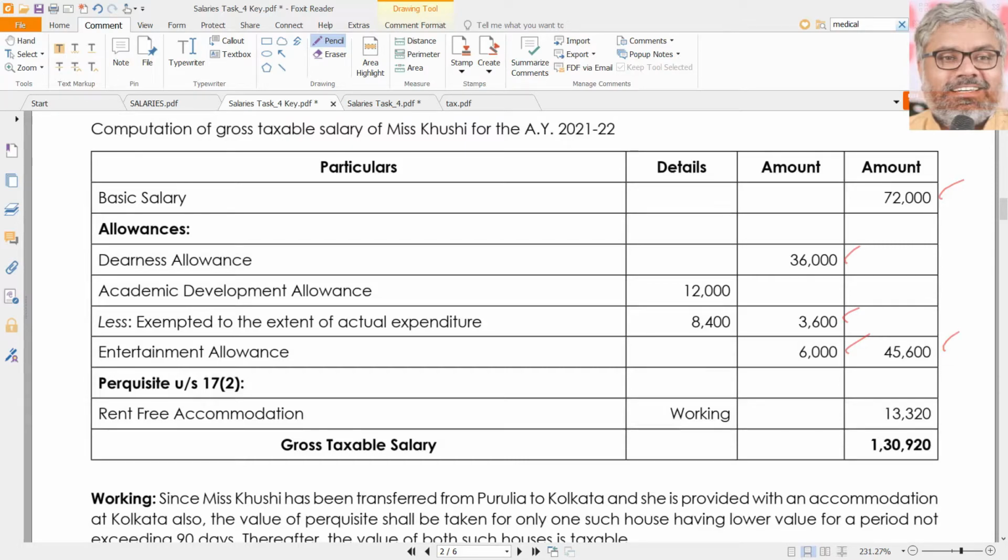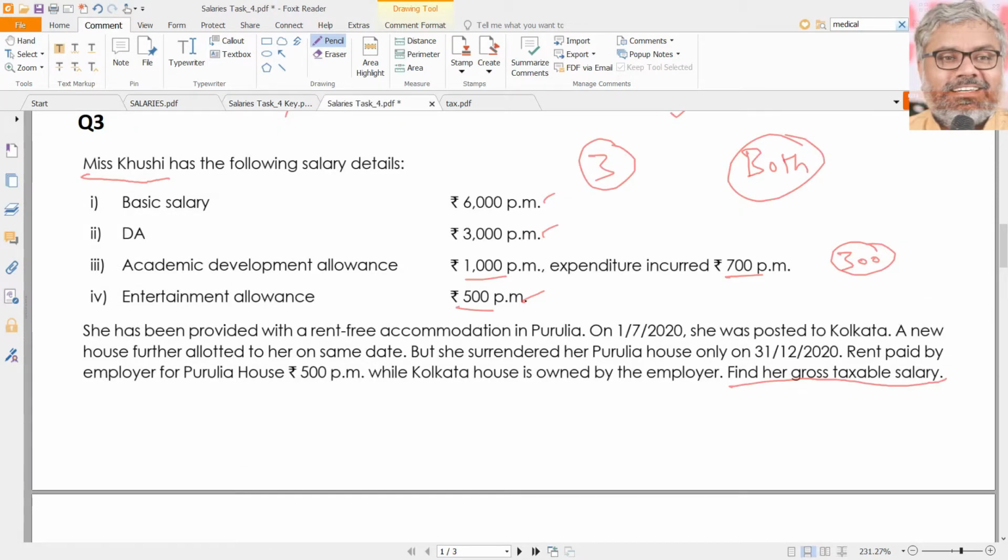Fine. Now the main point comes about perquisite. Look at the details. She has been provided with a rent-free accommodation in Purulia, wherever it is, doesn't matter. Don't worry about it. If it is relevant, then only we should worry. On 1/7/2020, she was posted to Kolkata. That means April, May, and June, 3 months she was in Purulia, and then from July onwards she was posted to Kolkata.